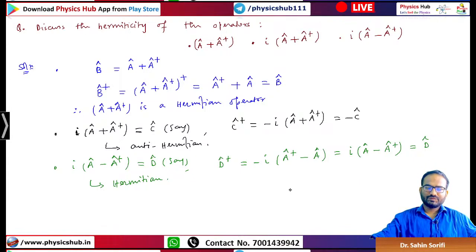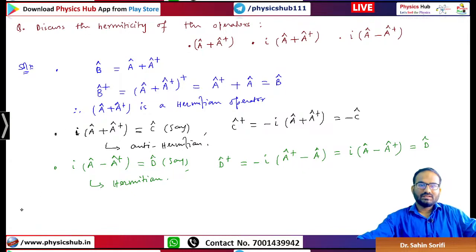I hope you have understood the basic idea of checking Hermitian and anti-Hermitian. Let us now go for projection operators. This is one of the very important operators we deal with in quantum mechanics.